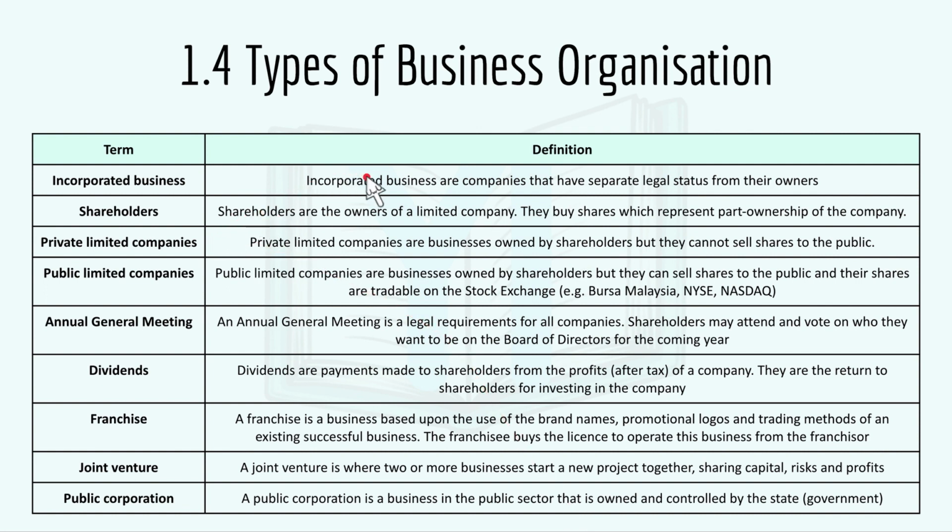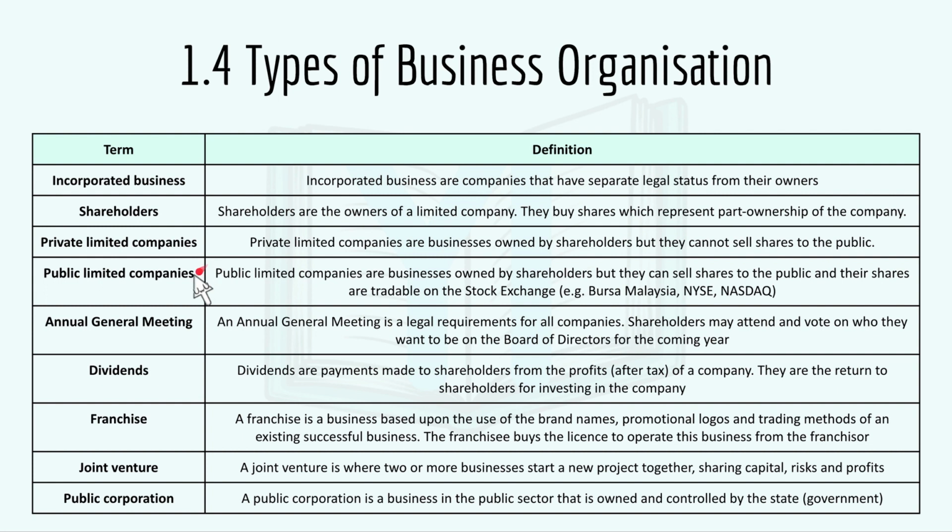Incorporated businesses are companies that have separate legal status from their owners. Shareholders are the owners of a limited company. They buy shares which represent part ownership of the company. And then we have private limited companies. Private limited companies are businesses owned by shareholders, but they cannot sell shares to the public.